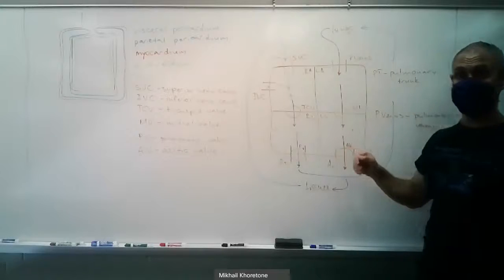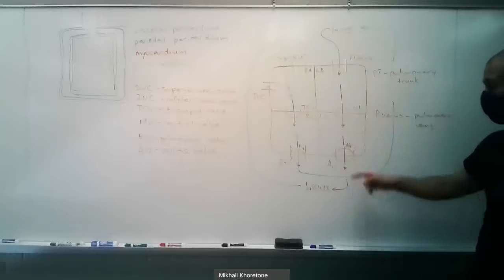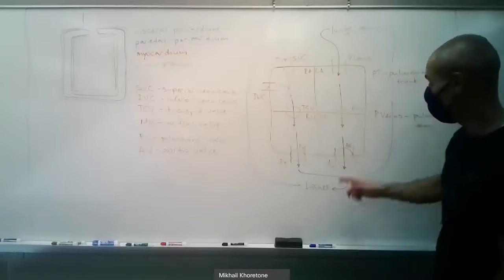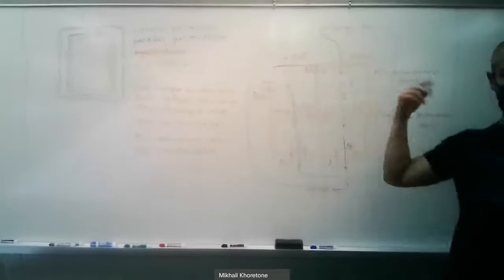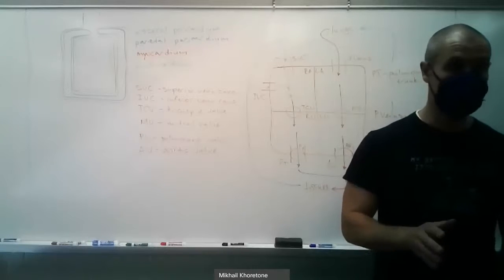Left atrium pumps the blood through the mitral valve into the left ventricle. The left ventricle pumps the blood out through the aortic valve into the aorta. Blood gets delivered to tissues, and it all goes back. Okay? Good so far? Does that make sense? Okay, awesome.